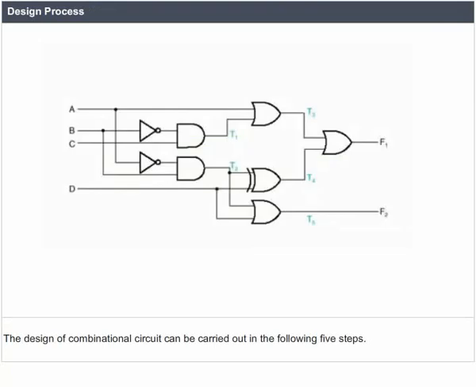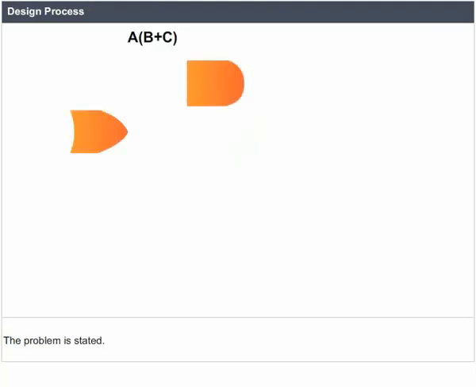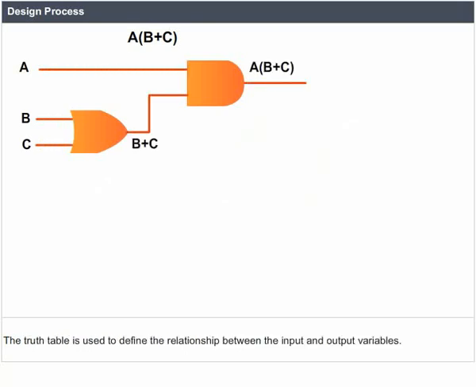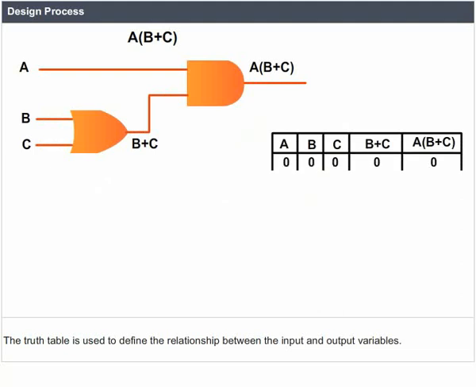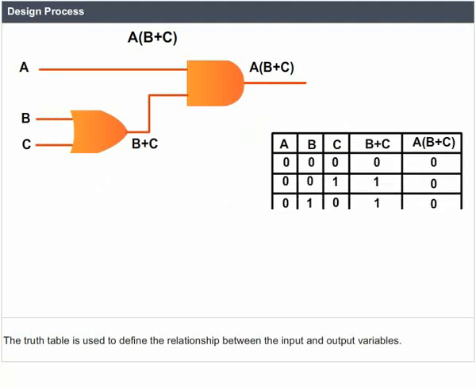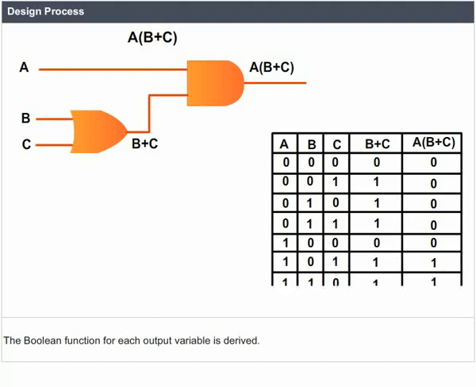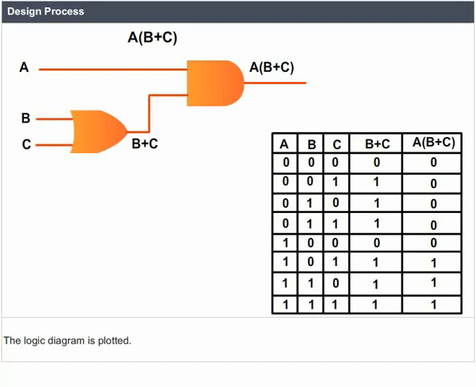Design process. The design of a combinational circuit can be carried out in the following steps. The problem is stated. The input and output variables are assigned letter symbols. The truth table is used to define the relationship between the input and output variables. The Boolean function for each output variable is derived. The logic diagram is plotted.